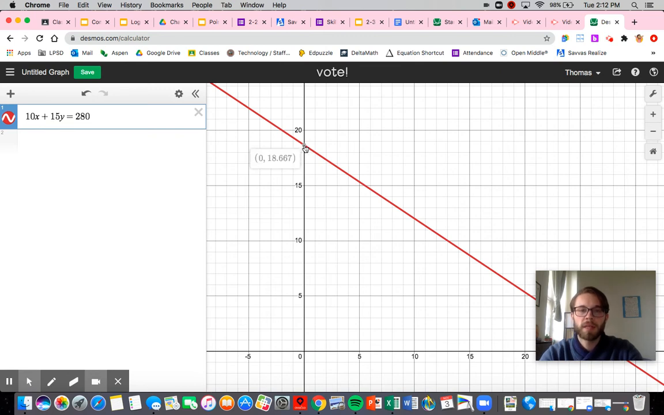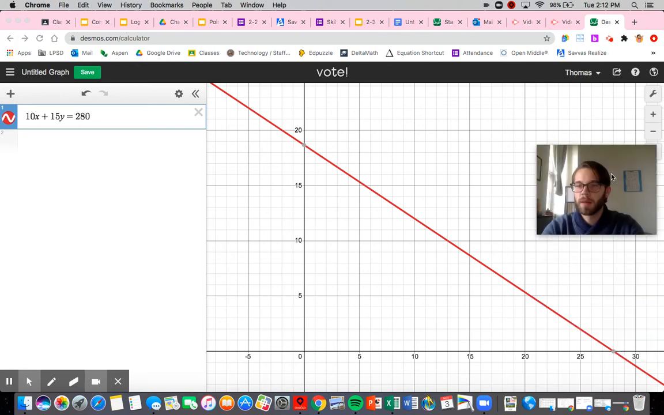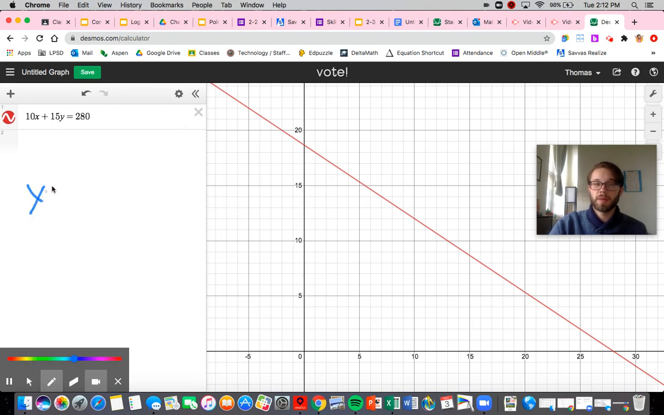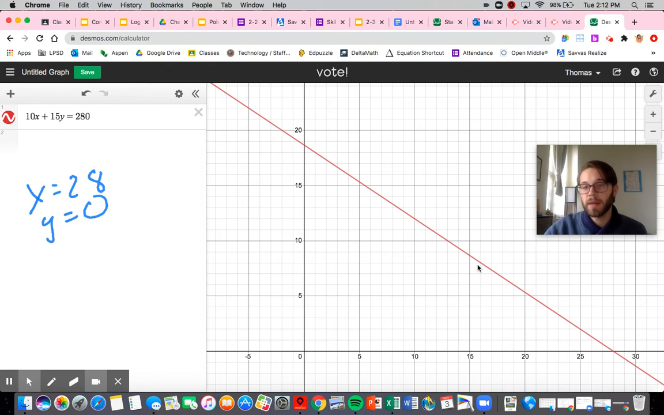Unfortunately, there's our y-intercept, which we already found. That's not going to work. And then down here, this one will actually work. We could just get 28 of the $10 gift card. So that's a valid solution. Here's one: x equals 28, and y equals 0. That will work. You get 28 $10 gift cards. Let's see if we can find any other points, anything that's on an actual line.